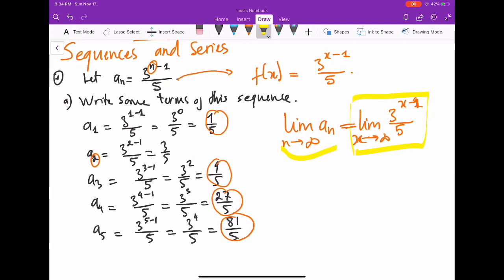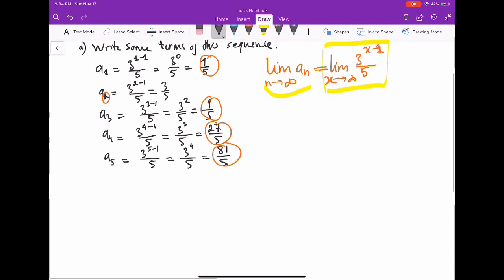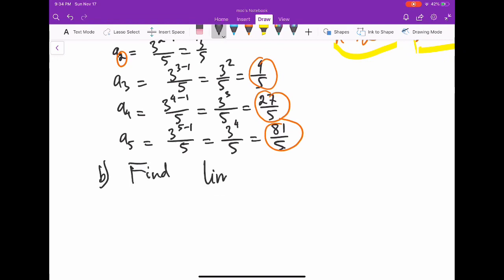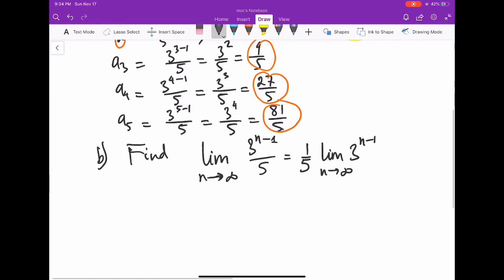So let's see what the limit of this sequence is. Part b, let's find the limit of (3^(n-1))/5 as n approaches infinity. You can see that 1/5 is just a number, so we can take it out of the limit. We write 1/5 times the limit of 3^(n-1) when n approaches infinity. Since 3^(n-1) is an exponential function, when n increases to infinity, 3^(n-1) also increases to infinity. So that's why this limit is just infinity. Pretty simple, is that correct?